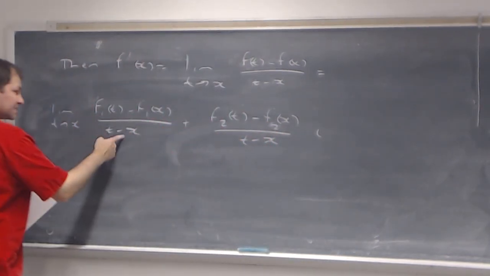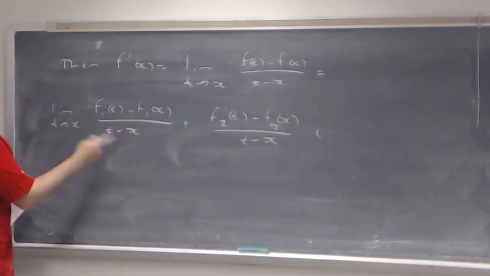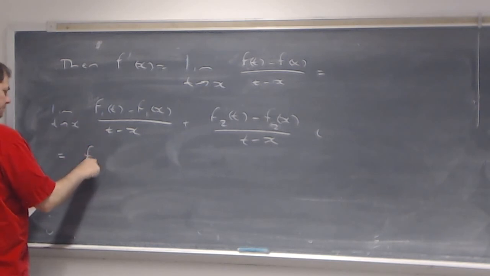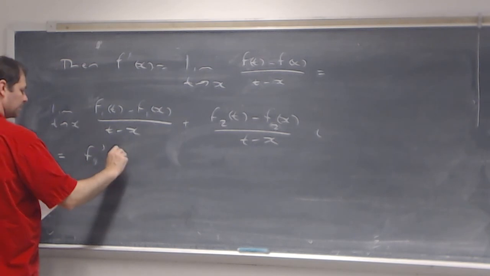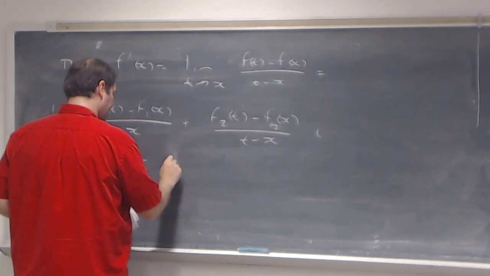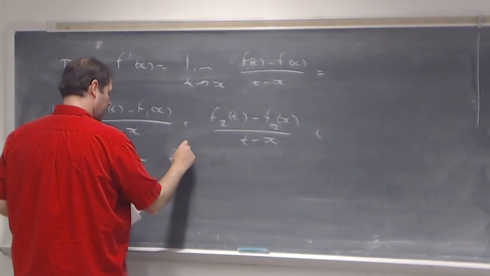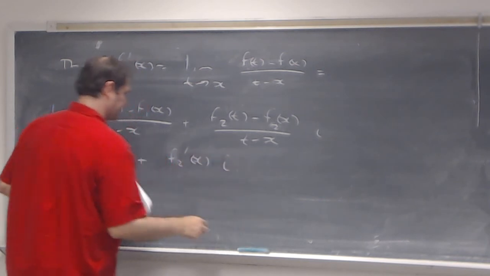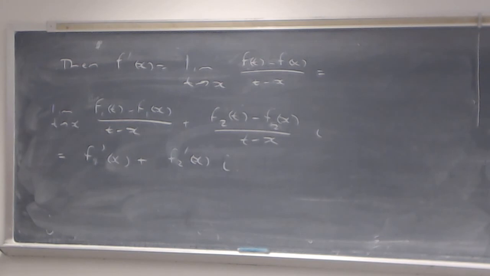Okay? And so, since this limit exists and this limit exists, we can take the limit of each one of them, which is equal to f sub 1 prime of x plus f sub 2 prime of x times I.